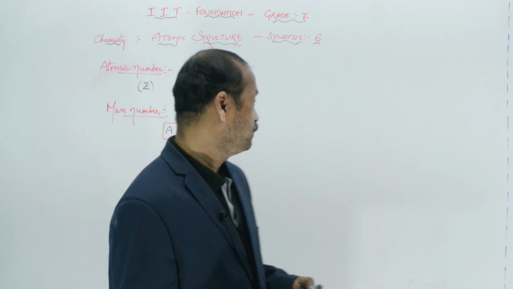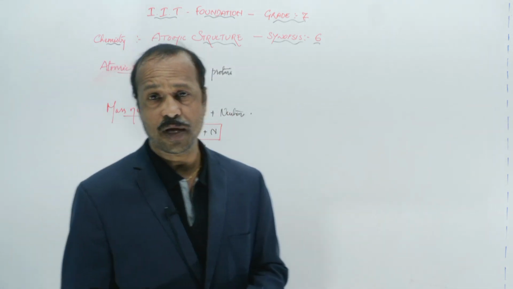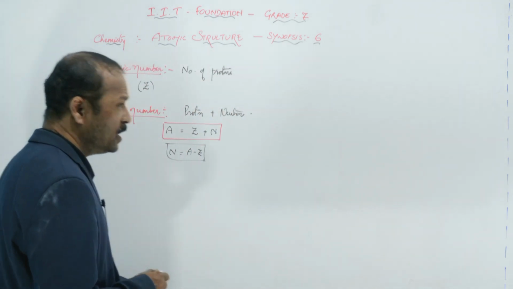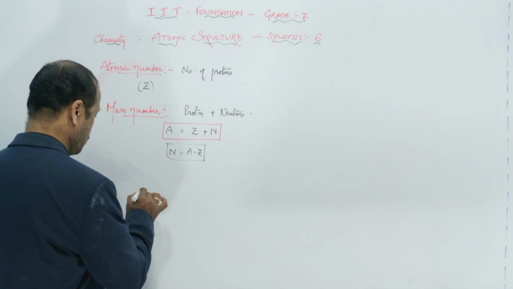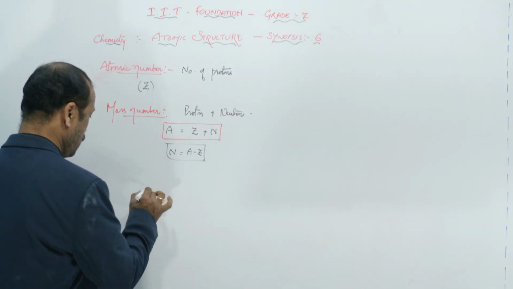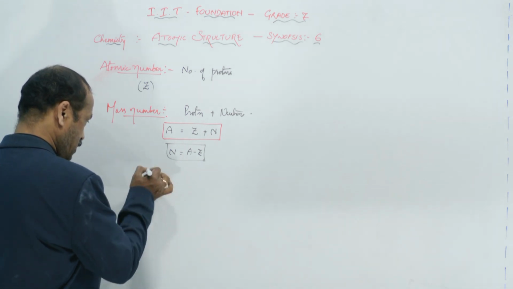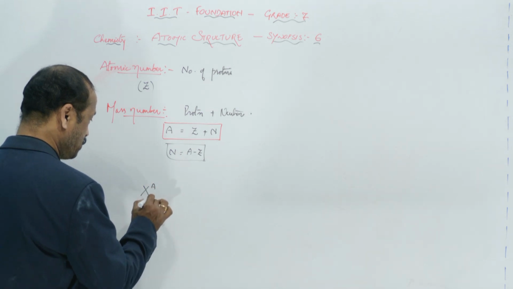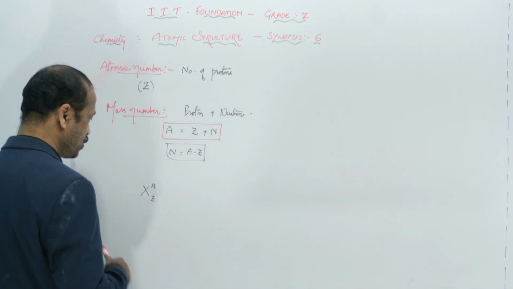Now, let us see here. First, let us see how an atom can be represented. Generally, an atom can be represented in short like this. Here they write X, and as the subscript they write Z, and as the superscript they write A. So this is the representation of an atom.